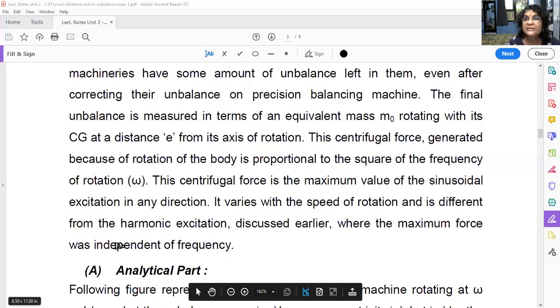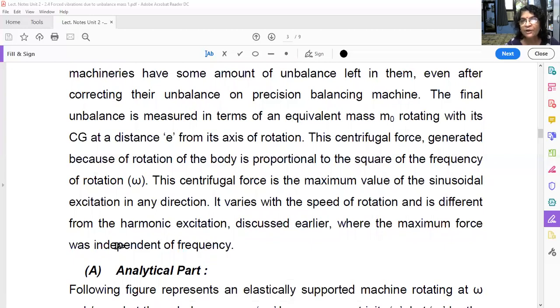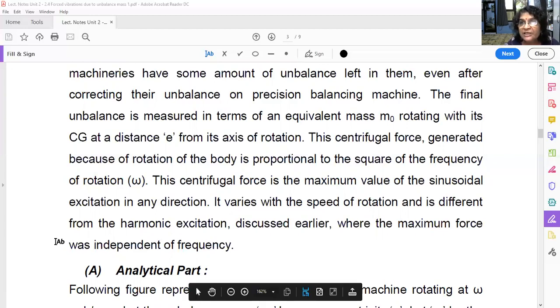This centrifugal force is the maximum value of the sinusoidal excitation in any direction. It continuously changes direction because it is rotating. But what about the maximum value? It never changes. The maximum value is M0 e omega square. If omega changes, then only the maximum value changes, because M0 is constant and e is constant. So it varies with the speed of rotation and is different from harmonic excitation.